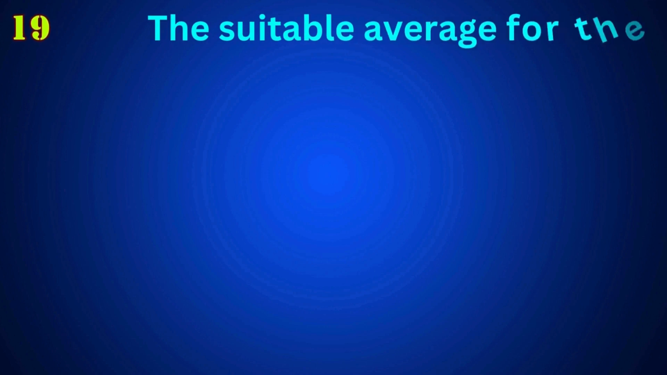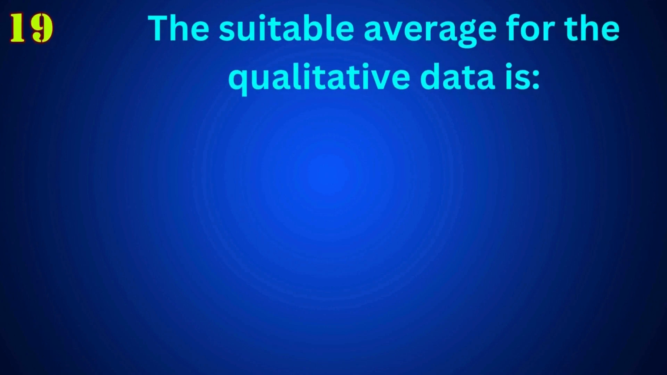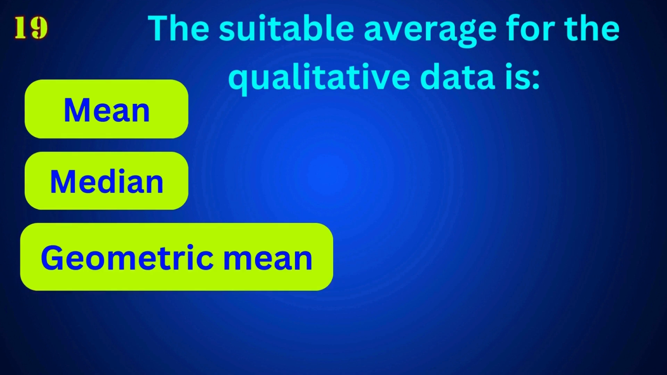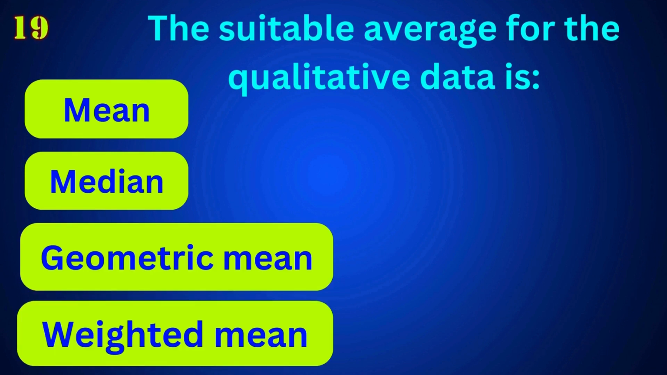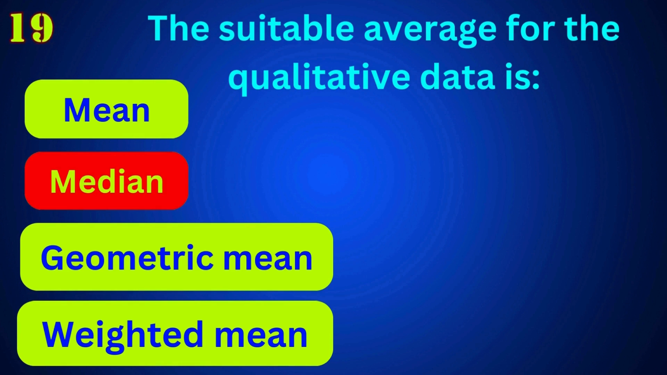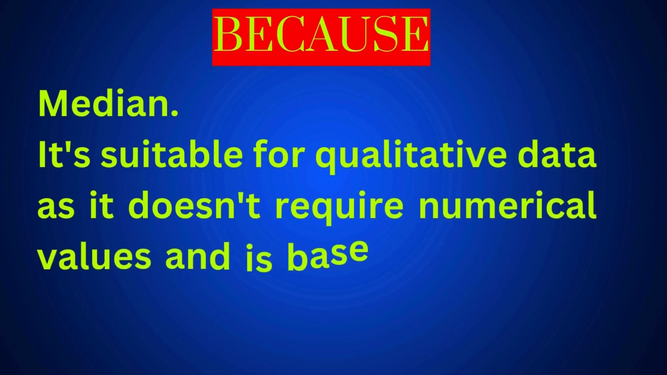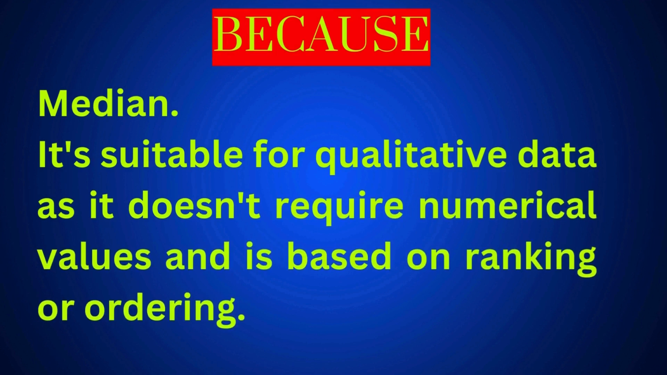The suitable average for the qualitative data is. Options are mean, median, geometric mean, weighted mean. Right option is median, because it's suitable for qualitative data as it doesn't require numerical values and is based on ranking or ordering.